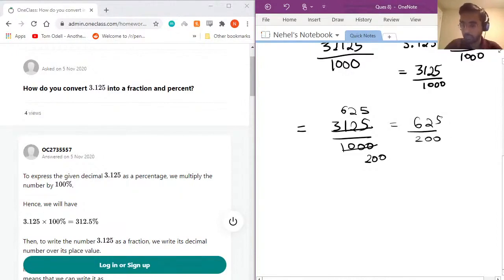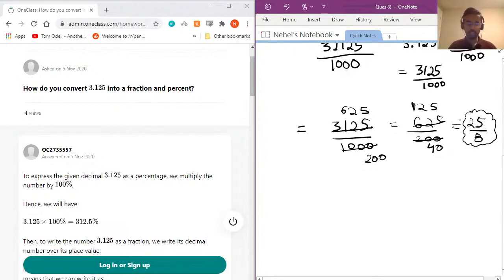Now this can still be further divided, so let's go ahead and do that. 5 times 40 is 200, and this is 125. Again, 125 over 40 is still divisible by 5, so we are left with 8 here, and then this is 25. So our final answer is 25 over 8.